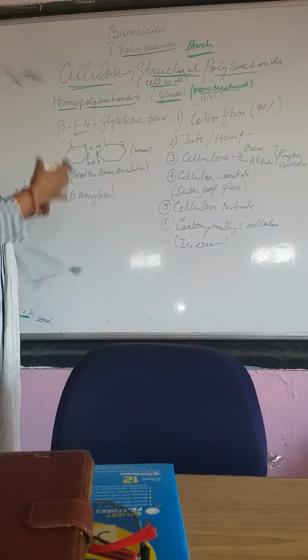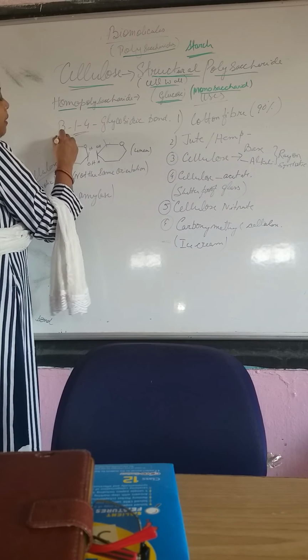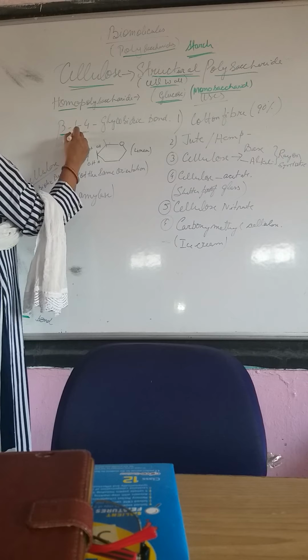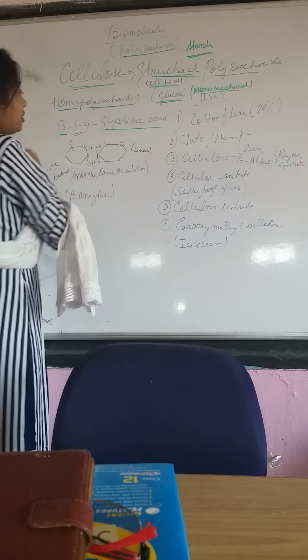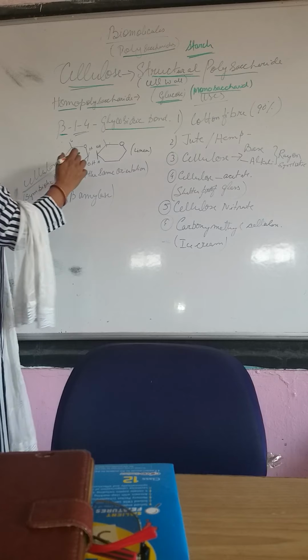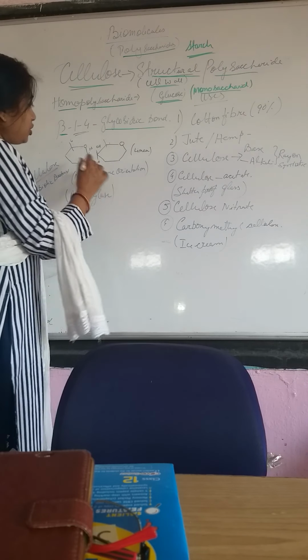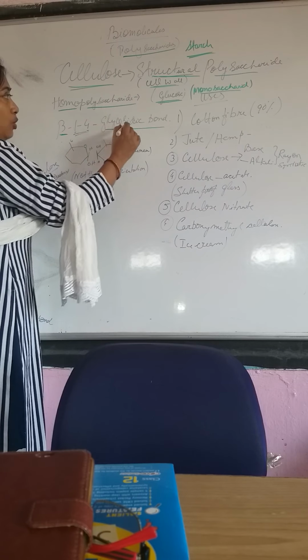Now if we focus on the structure, we have a beta 1,4 glycosidic bond, and it is a linear structure. Beta glycosidic bond, I am coming to it, but this is a linear one. Why is it linear? That means they are attached end to end. Now you see the 1,4 glycosidic bond.